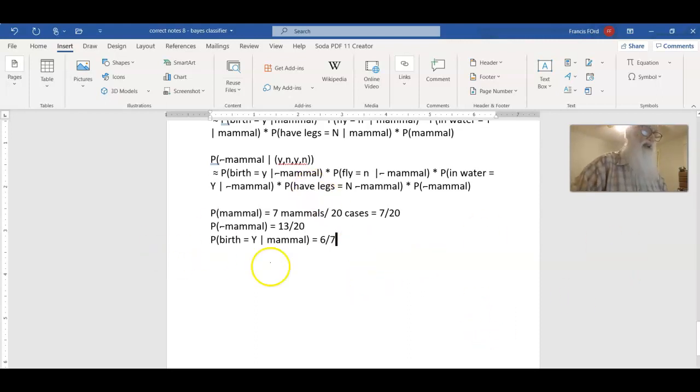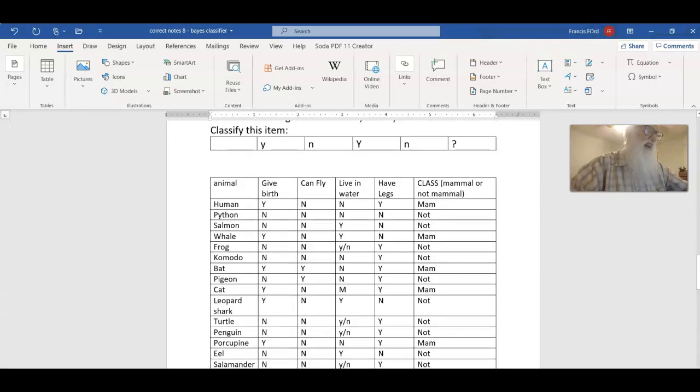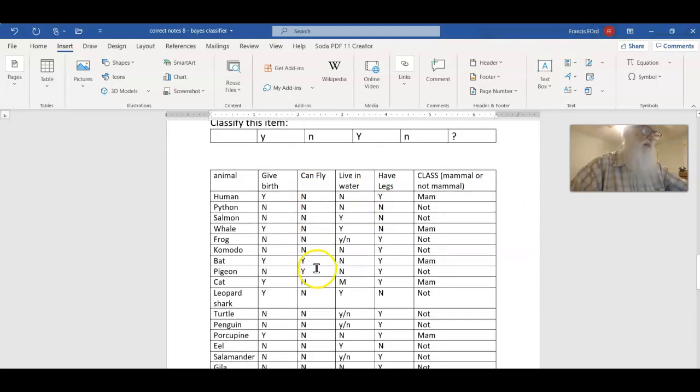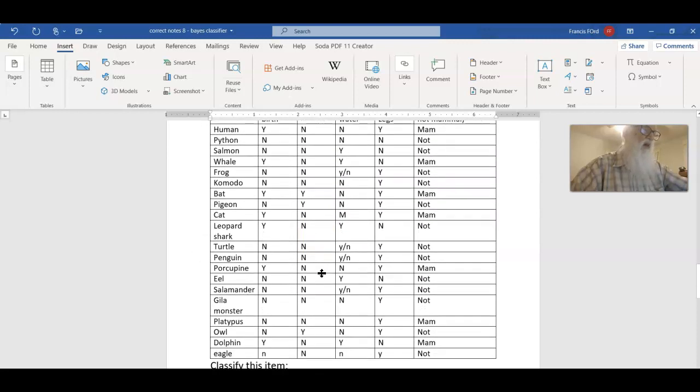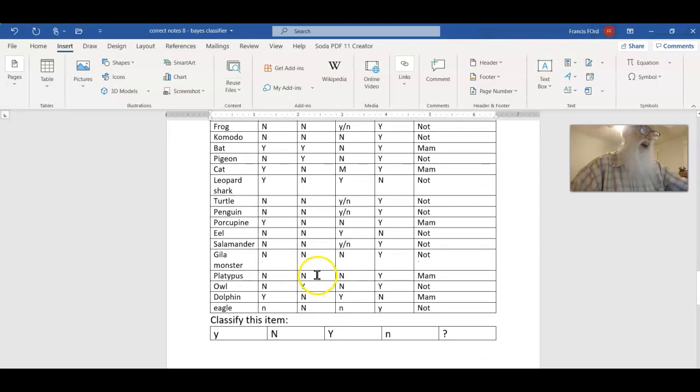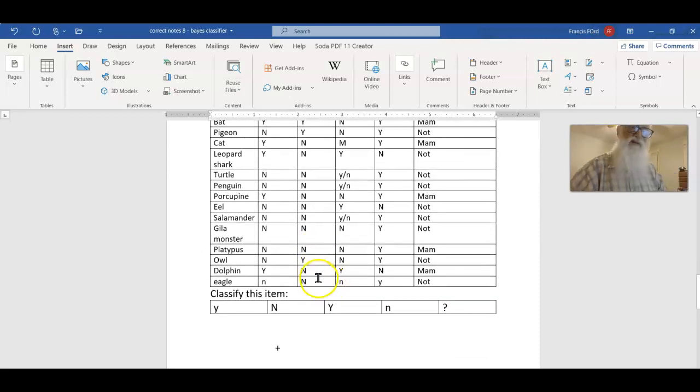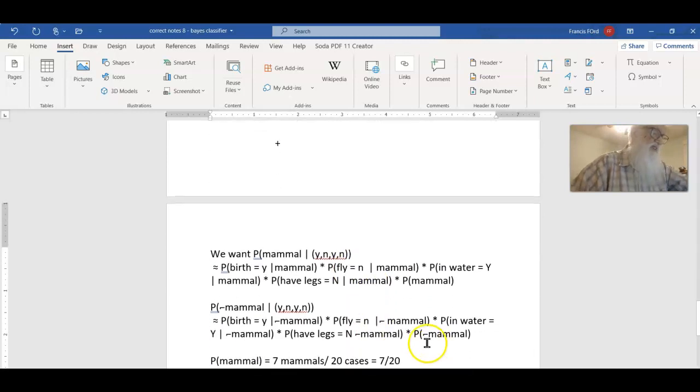Now, I can't do a subtraction there because I have to really compute from the table. But now let's go with probability that can fly equals no, given that we have a mammal. Well, the denominator is going to be 7 again, but let's see what we get with the fly equals no. 1 no, 2 no's, 3, 4, 5, 6. Ooh, 6/7.